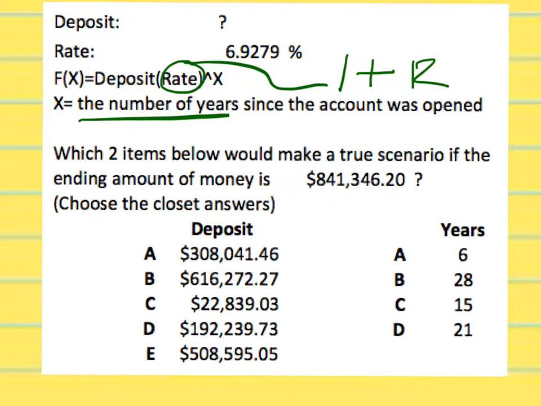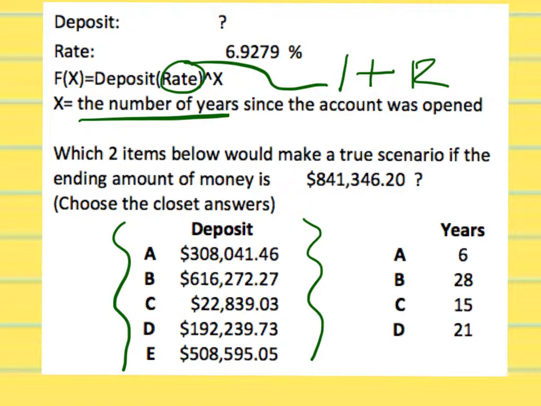So which 2 items below would make a true scenario if the ending amount of money is $841,346.20? If I end with 841,000 and some change, then the deposit must be greater or lower than that. It must be lower. Are there any amounts in the deposits that are higher than the ending amount? No.